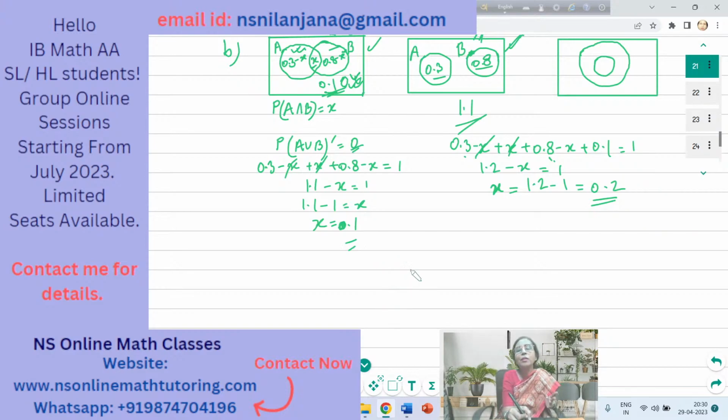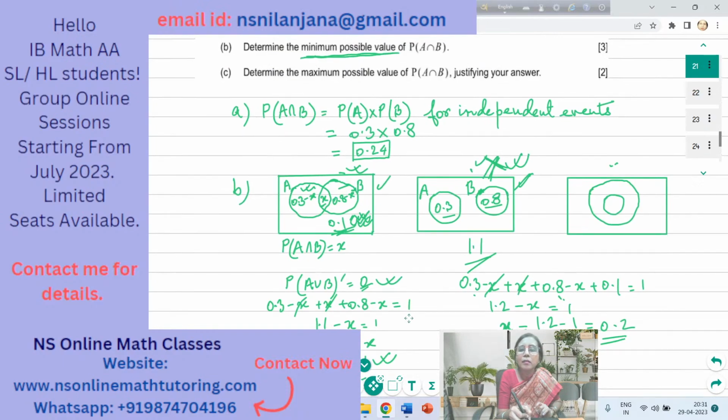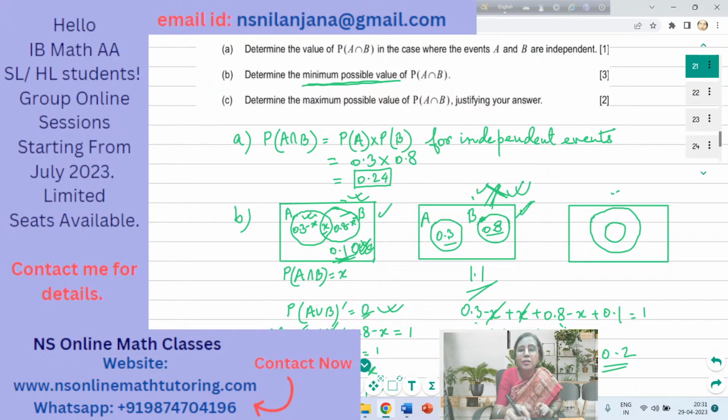Okay, and they have asked for the minimum possible value of the intersection region's probability. So we will be assuming that this part, P of A union B prime, is equal to 0. Only then we will be getting the minimum possible overlapping intersection. Okay. So the answer to subpart B is 0.1. Just write over the 0.